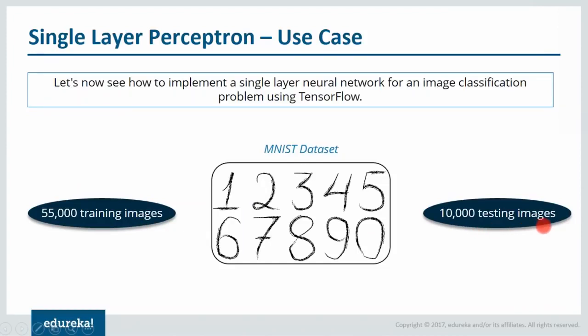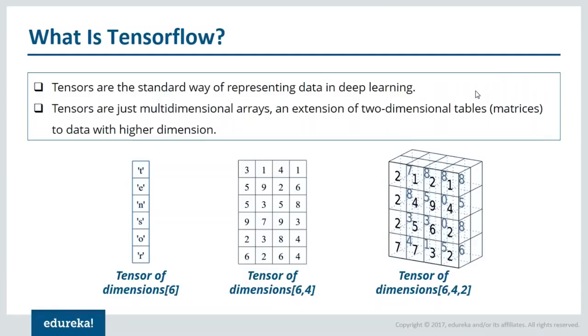And for all of this, we need to first understand what exactly TensorFlow is. So let us move forward, guys, and we'll understand TensorFlow, and then we are going to implement all the things that we have discussed, that is the AND gate, the OR gate, and the MNIST dataset that I'm talking about. So let's move forward and understand what exactly TensorFlow is.